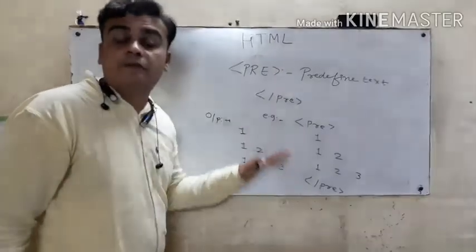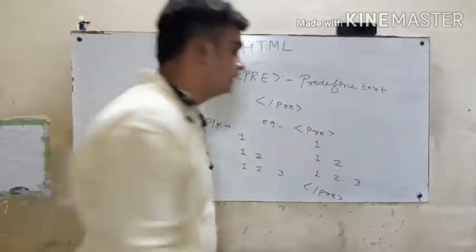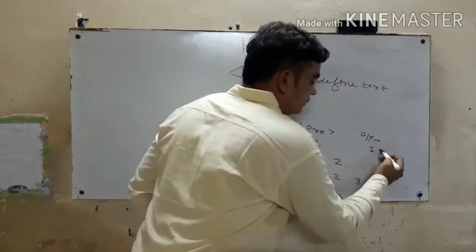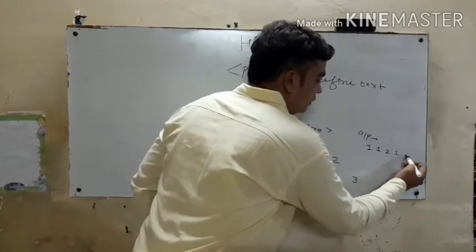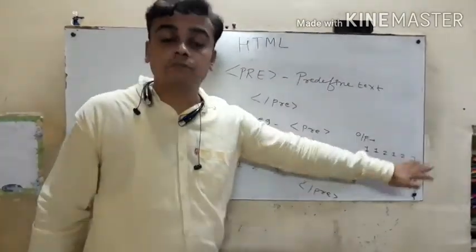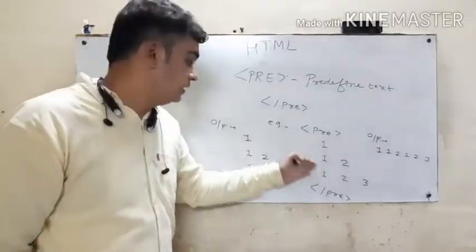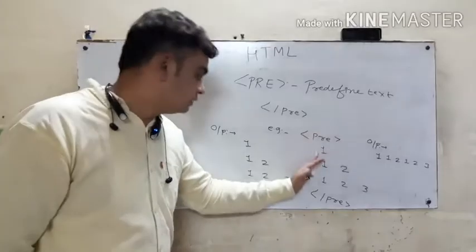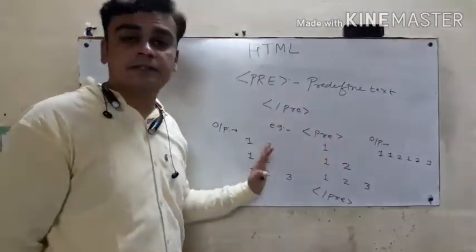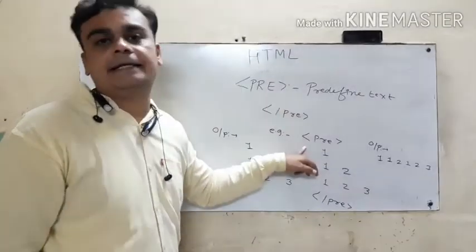But suppose I am not using the pre tag, then how will the output look? So the output will be like this without the pre tag: 1, 1 2, 1 2 3. So it will display like this without the pre tag. But suppose I want this format, this style, then we should always use the pre tag. So it will show you the output as it is. So this is the basic difference between ordinary text and text using the pre tag.